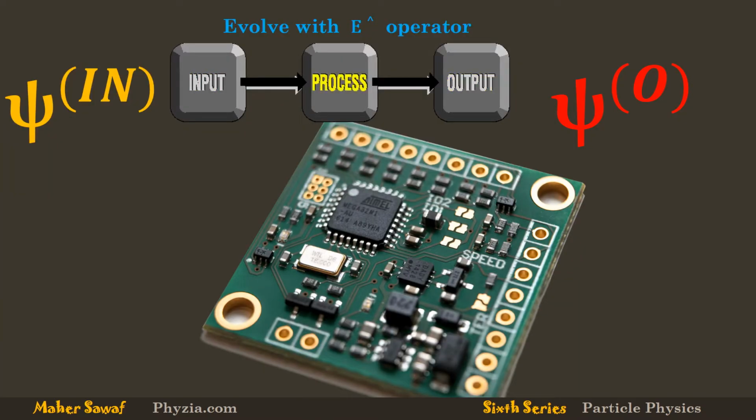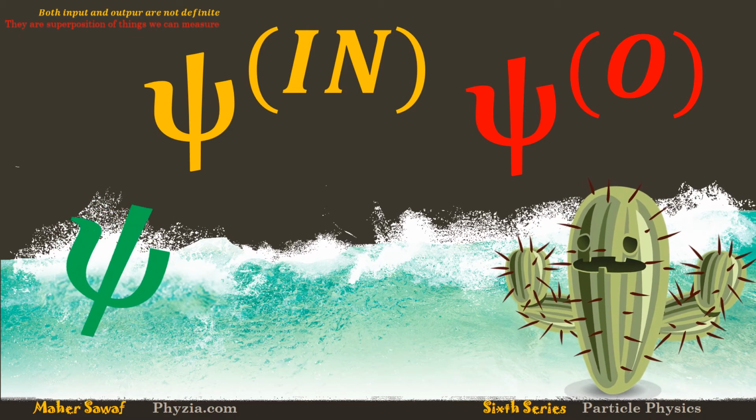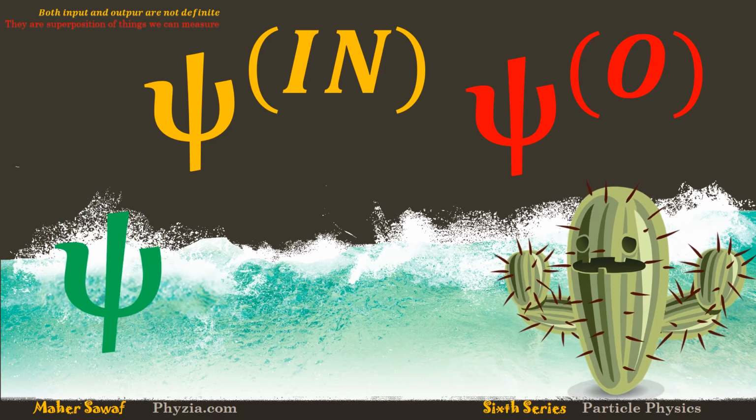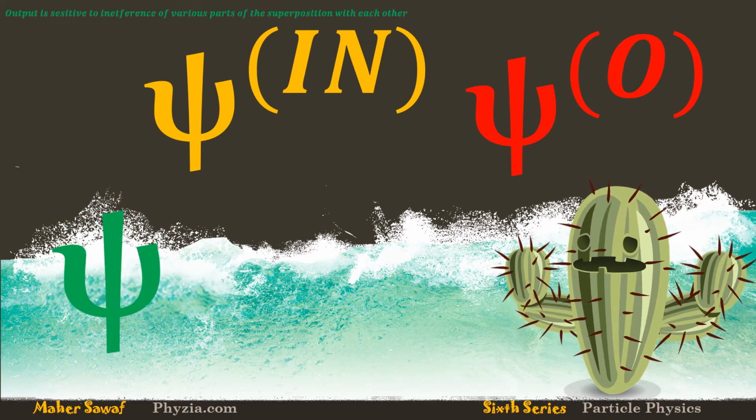Let's go back to the algorithms of quantum computing. There are three stages: input, process, and output. In quantum computers, input and output are both wave functions, which means they're superpositions of things we can measure. The process stage is a Schrodinger equation that can evolve in time with a certain E operator. This E operator we can dial, we can fine-tune using a certain device in the lab. As a first rule, the input and the output are both wave functions, superpositions of possible states, so we cannot get a definite value for the outcome or the input.